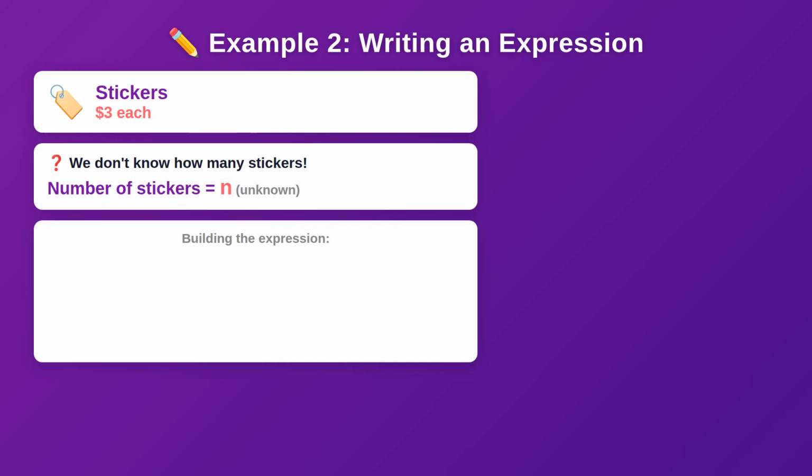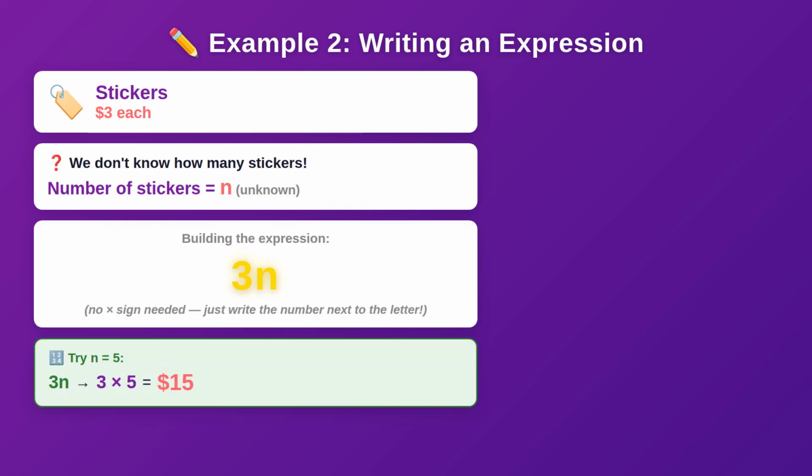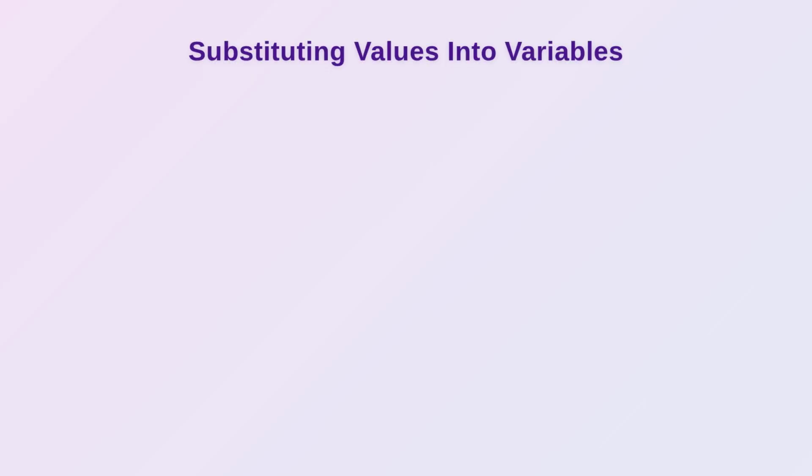Maya's next problem says, a store sells stickers for $3 each. Write an expression for the total cost. Here, we don't know how many stickers someone will buy. That's our variable. Let's call the number of stickers n. If each sticker costs $3, then the total cost is 3 times n, which we write as 3n. Notice we don't put an equal sign because we're not solving, we're describing. If someone buys 5 stickers, we plug in n equals 5. 3 times 5 equals $15. The expression works for any number.